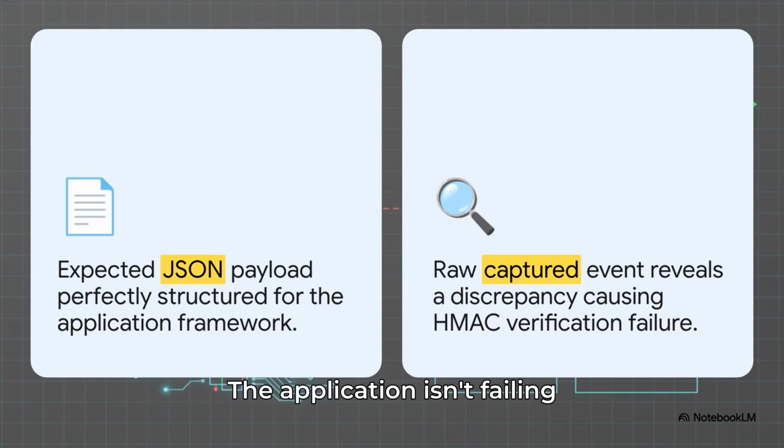The application isn't failing because of a bad payload at all. It's rejecting the request because of an incorrect content type header. The application is strictly expecting application/json, but the raw webhook event reveals the provider is actually sending application/x-www-form-urlencoded. Hit the nail on the head.